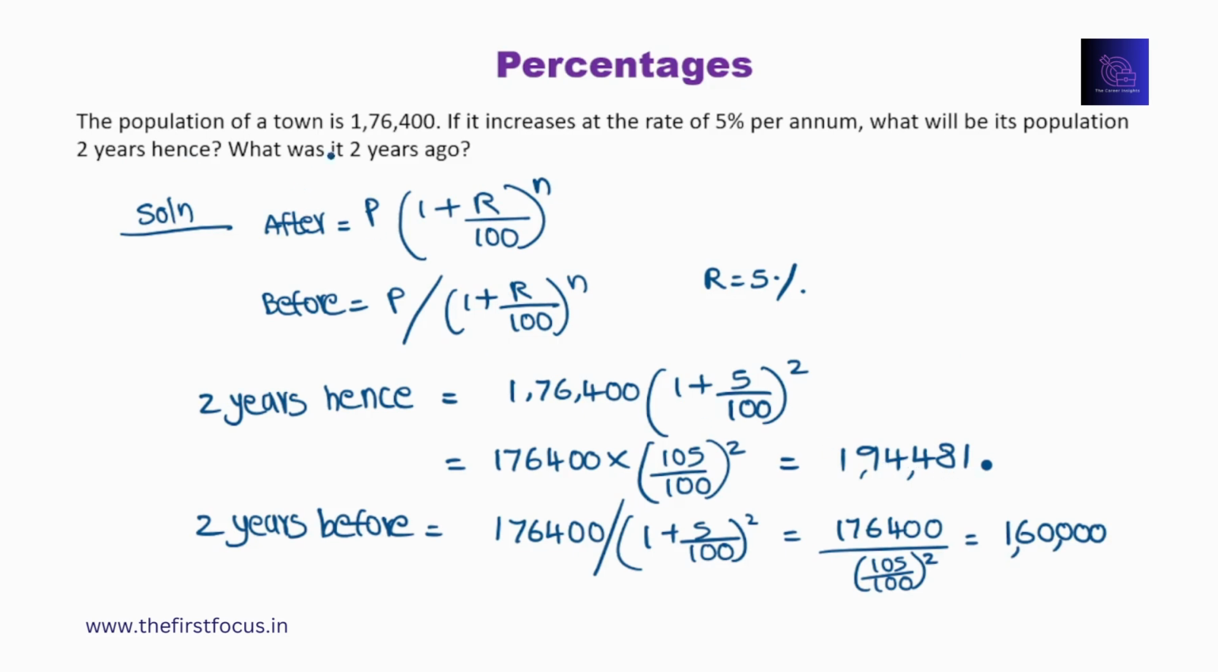So the population 2 years hence is 1,94,481 and the population 2 years ago is 1,60,000. By using these two formulas, we can arrive at the value easily and can save time in our examination.